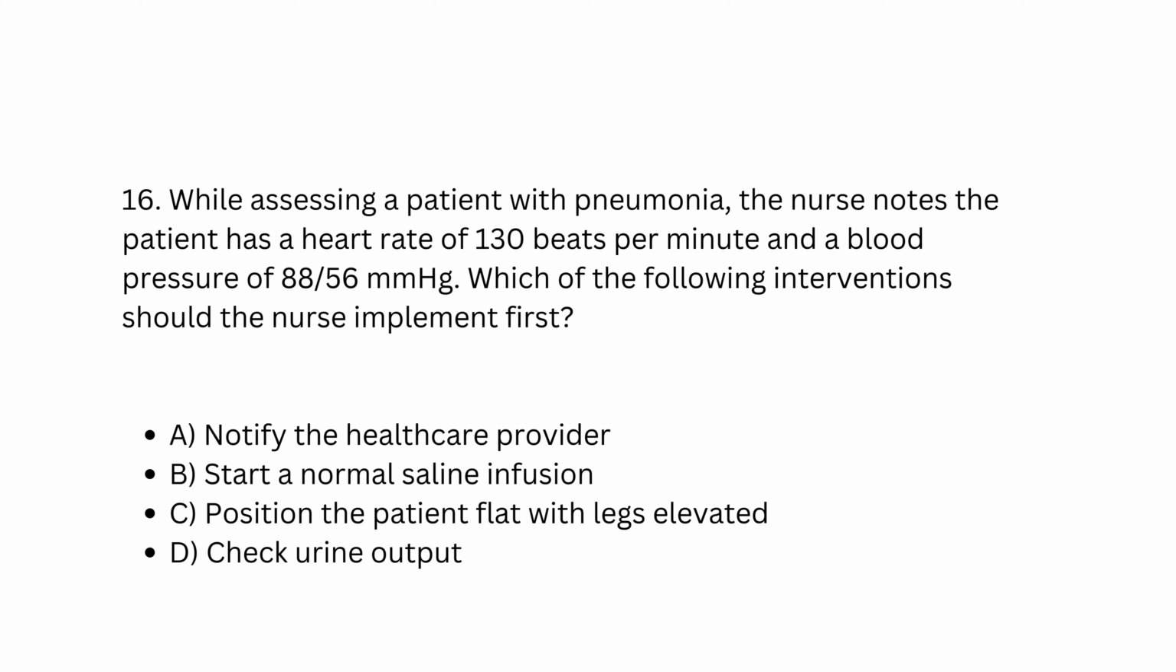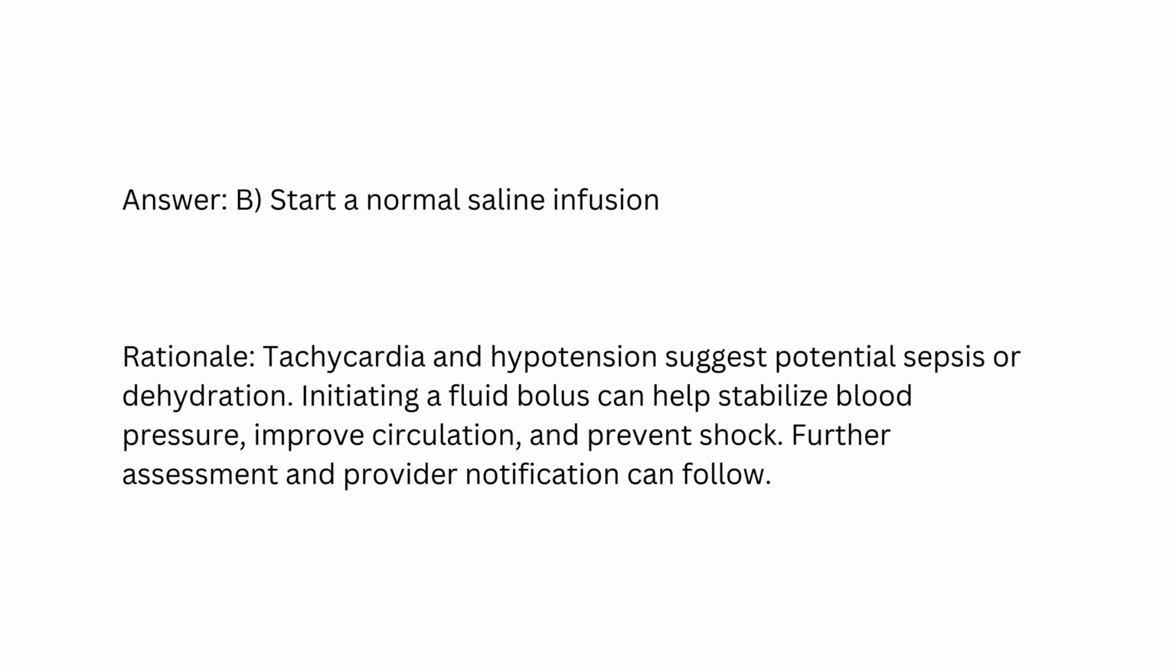16. While assessing a patient with pneumonia, the nurse notes the patient has a heart rate of 130 beats per minute and a blood pressure of 88/56 mm of mercury. Which of the following interventions should the nurse implement first? A. Notify the healthcare provider. B. Start a normal saline infusion. C. Position the patient flat with legs elevated. D. Check urine output.